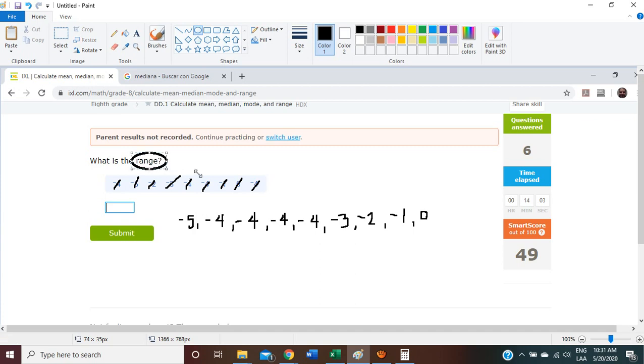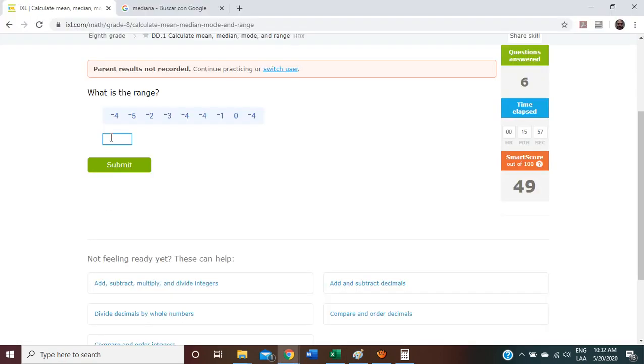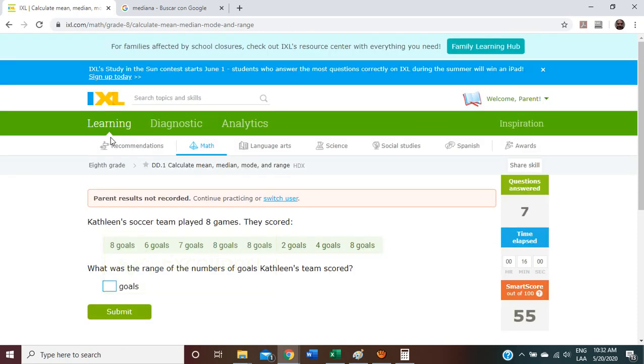So the range, we need our lowest number and the highest number. What is the difference between the lowest and the highest? Sorry about that, guys. We don't need to write all of it. We just need to find the lowest number, the highest number, and get the difference. All right, so the difference from negative 5 to 0 is 5. So we just write it.